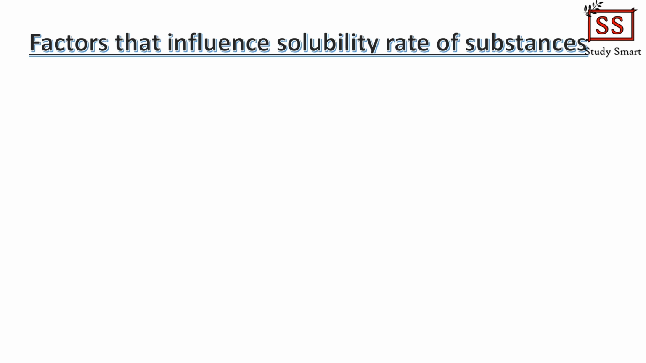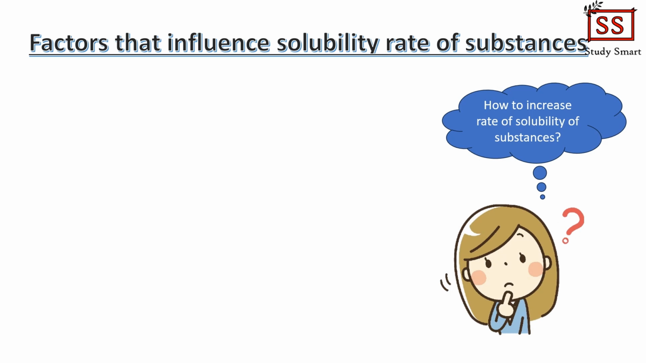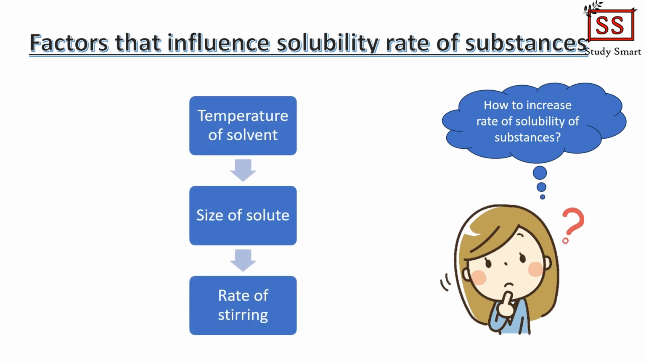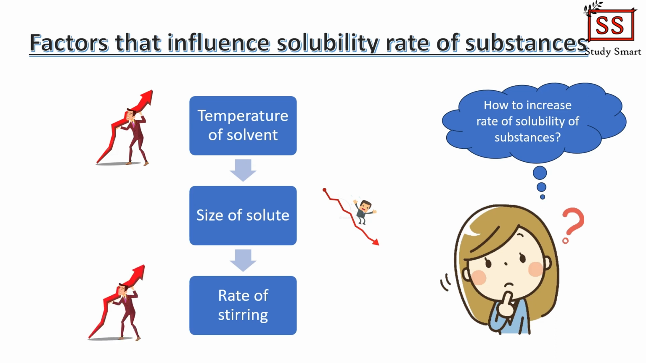Now, let's see the factors that influence solubility rate of substance. We have three factors. The first one is the temperature of solvent, size of solute and rate of stirring. So, in order for us to increase the rate of solubility of substance, we need to increase the temperature of the solvent, which is the cup of the water. And we need to decrease the size of solute, which means that you need to use a finer sugar or salt solution. And finally, we need to increase the rate of stirring in order to increase the rate of solubility of substances.